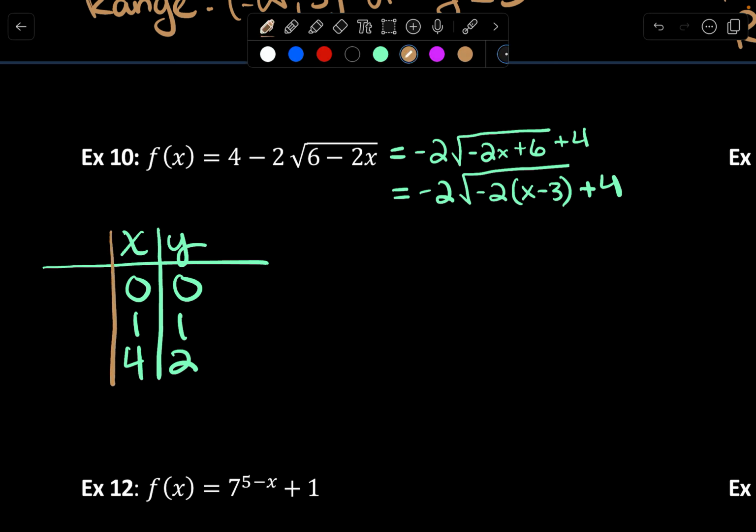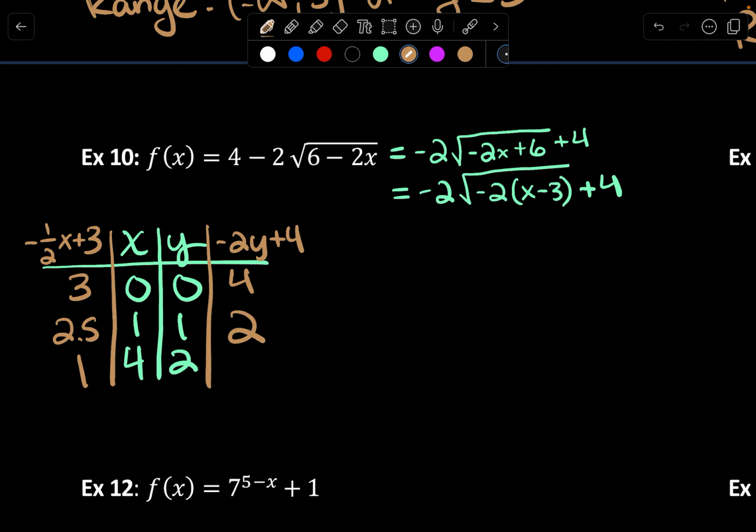All right, applying the transformations. So for our x, or our horizontal transformations, we'll have -1/2 using the reciprocal, x plus 3. Plug in 0, we get +3. Plug in 1, we have -0.5 plus 3, which will be 2.5. And then plugging in 4, we have -2 plus 3, which is 1. Vertical transformations, we'll have -2y plus 4. Plug in 0, we get +4. Plug in 1, we have -2 plus 4, which is 2. Plug in 2, we get -4 plus 4, which is 0.